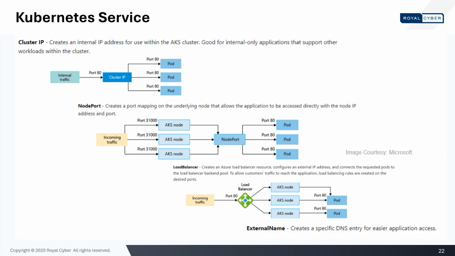Basically, Kubernetes provisions an Azure load balancer. It creates a public IP and balances the traffic across the backend pods automatically.